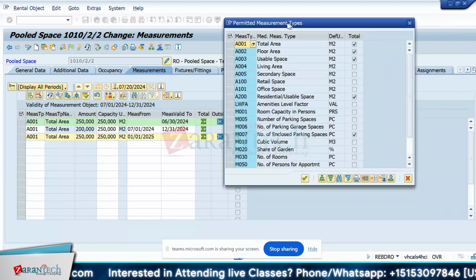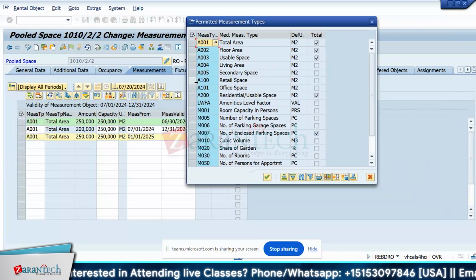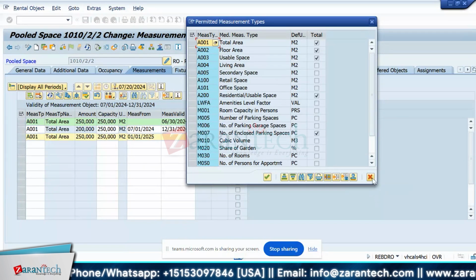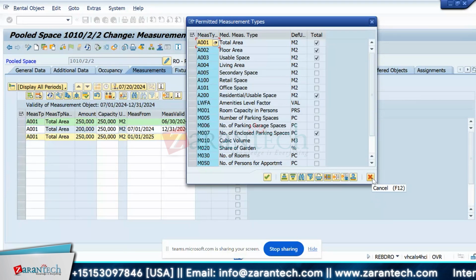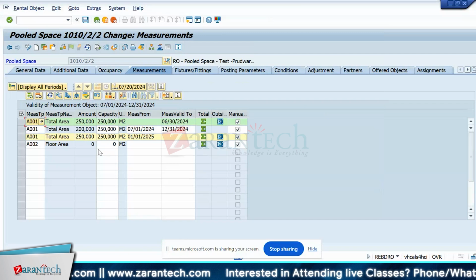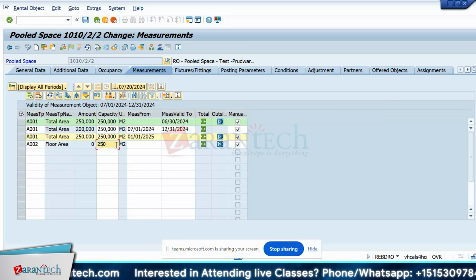So you need to add it in your pool space, and then only it will appear. Have you tried checking in your pool space? Do we need to add only total area alone, or do we need to add floor area and usable space separately? It depends on what the requirement is. Based on that you will be adding, right? Yes, you wanted floor area. If you want to add the floor area, then first you need to add it at pool space, because ideally you will be pulling out of pool space. Yes.